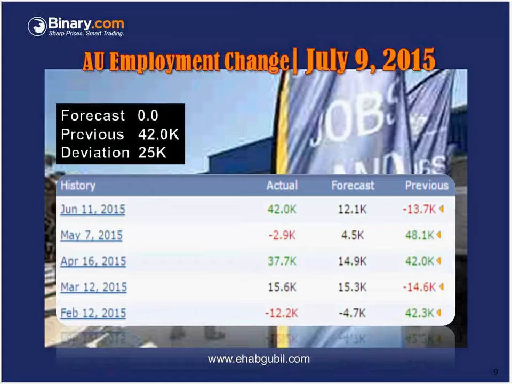If we get a plus 25,000 release, our bias will be to buy the Australian dollar against other currencies, or to buy a rise or up option. If we get a minus 25,000 release, our bias will be to sell the Australian dollar against a stronger currency, or to make a down option or fall option. We will only enter the market after we see a decent retracement from the initial spike after the news release, and if we get those release numbers, the deviation of 25,000 in plus or in minus.